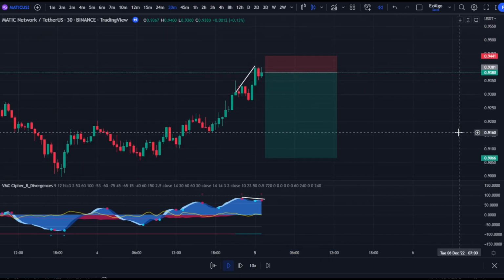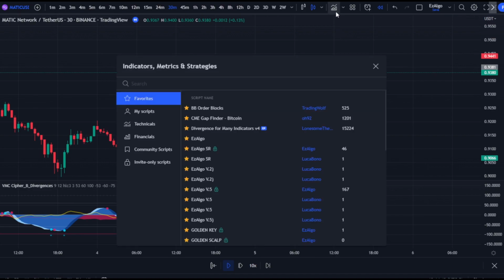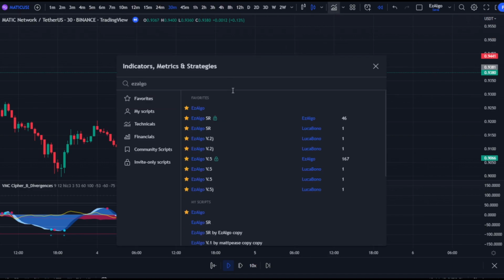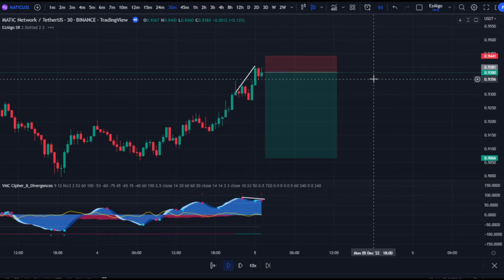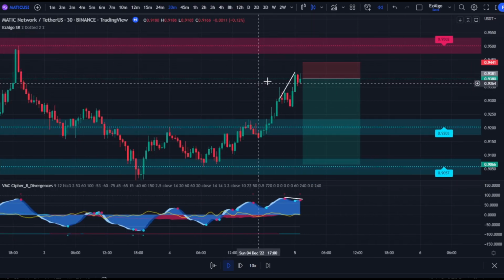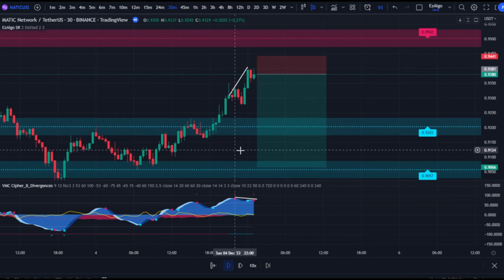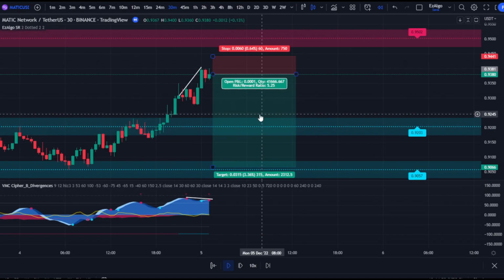Now, keep in mind, these do not always play out, and you should use some extra confluence. I like to use Easy Algo, specifically the support and resistance levels from Easy Algo, to kind of help me take these trades. So you can see, right, we're not really at a resistance level. So this might not be the best trade to take. But if you weren't using Easy Algo, you'd probably enter here, right?